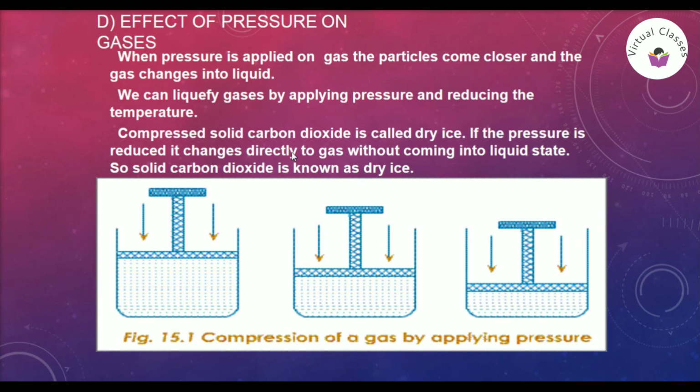Next is the effect of pressure on gases. When pressure is applied on gases, the particles come closer and the gas changes into liquid. We can liquefy gases by applying pressure and reducing the temperature. Compressed solid carbon dioxide is called dry ice. If the pressure is reduced, it changes directly to gas without coming into liquid state. So, solid carbon dioxide is also known as dry ice. As you can see, this is the way of compressing gas by applying pressure.